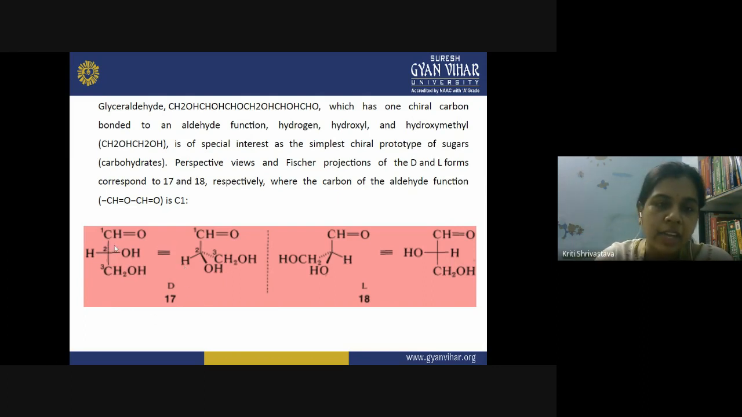Like I told you, when you have a group on the vertical line, it is away from us. So this CH2OH is on the vertical line, and it is away from us. You can see that in the dash form of a bond. This dash form of bond is showing a hashed bond. We discussed the wedge-hashed representation. This wedge is showing that OH is towards the viewer and it is on the horizontal line, and this hashed bond is showing that CH2OH is away from the viewer.